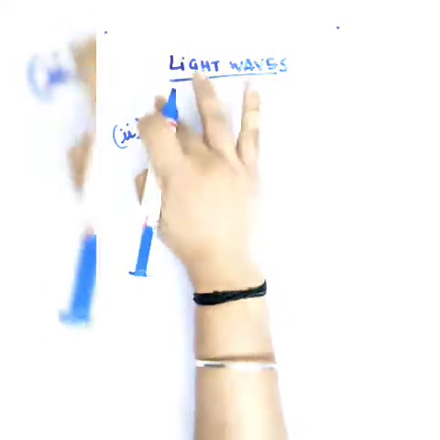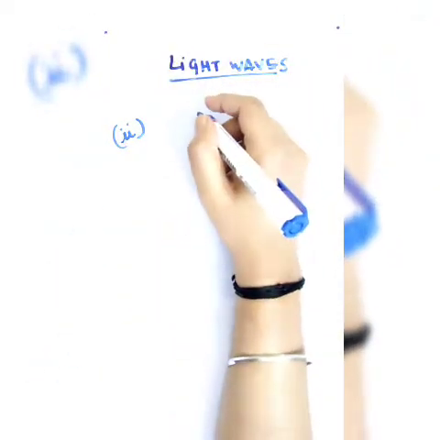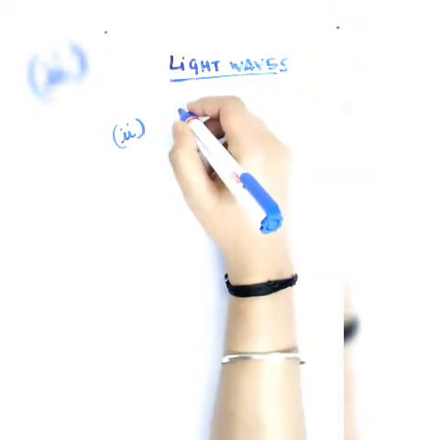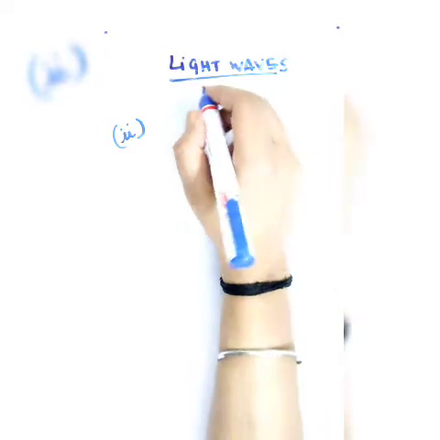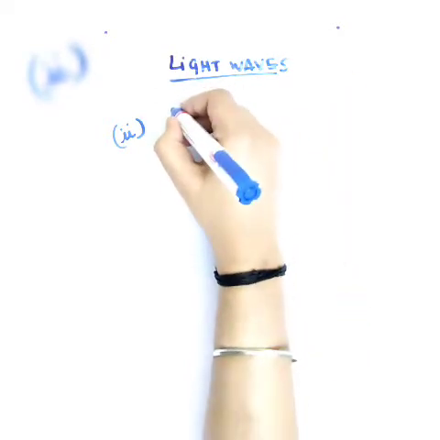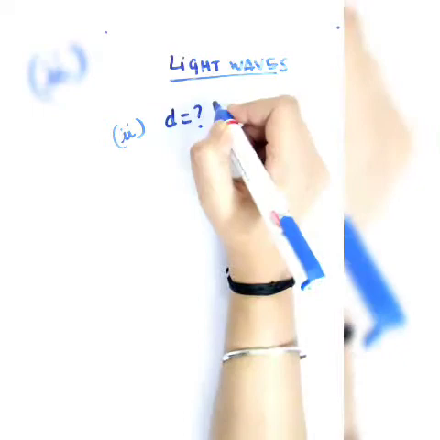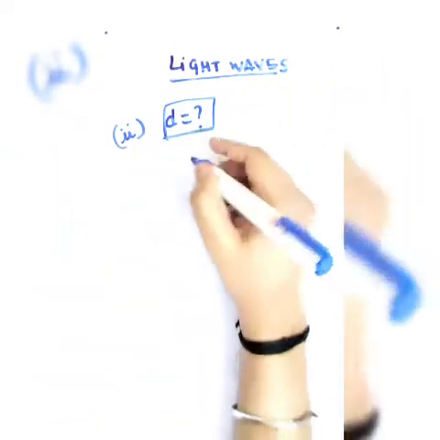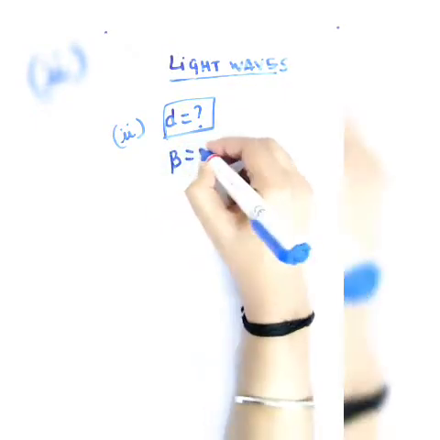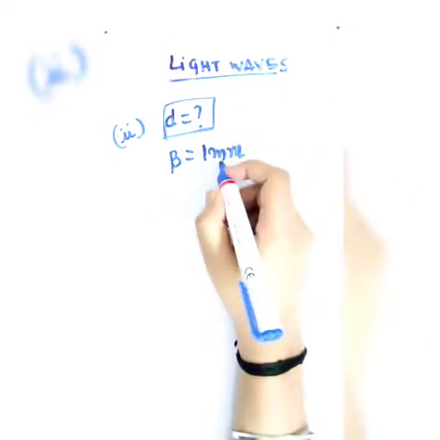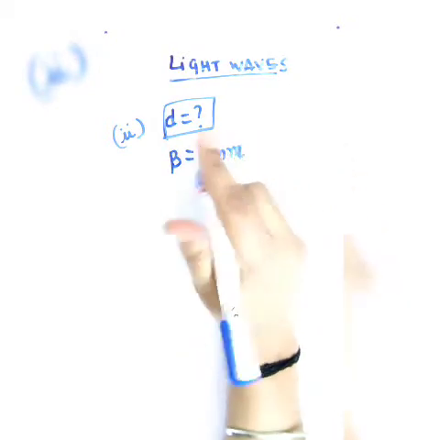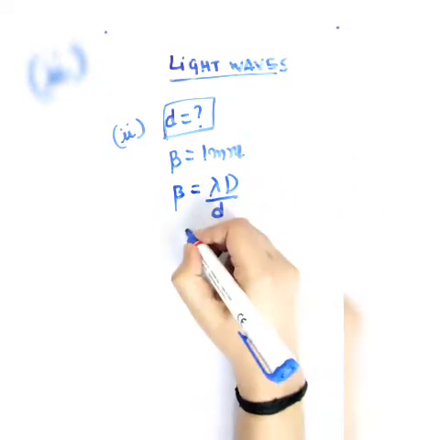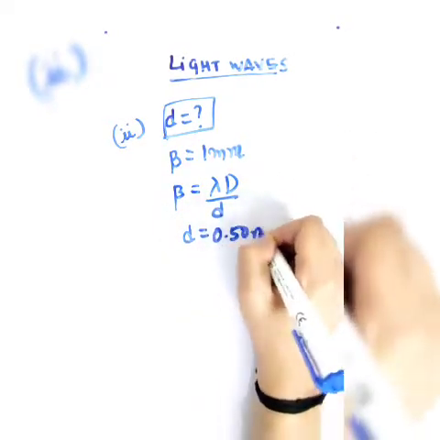In the second part of the same question, we have to find out the separation between the sources, which will give a separation of 1 millimeter between the maxima. So we are asked to find out small d, the distance between the two slits, and beta is given to be 1 millimeter, as it is mentioned that two consecutive maxima have to be at a separation of 1 millimeter. So again we will apply this formula, and with this we will get the value of d as 0.50 millimeter.